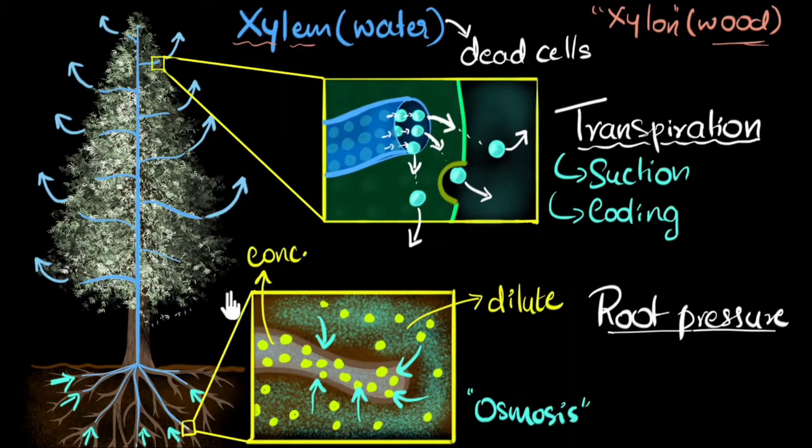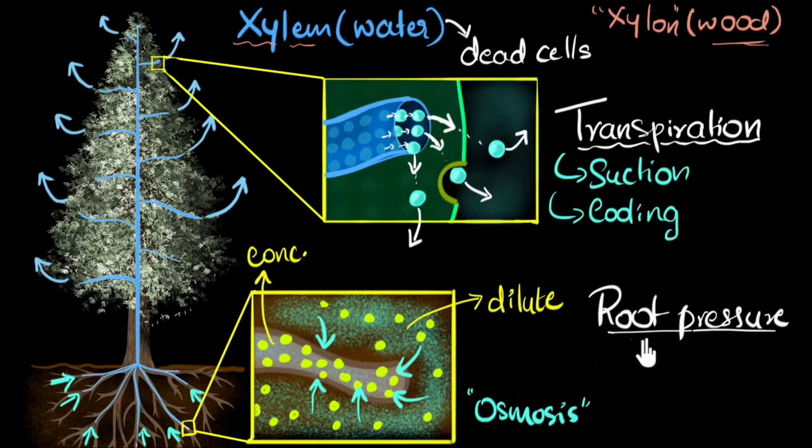So to quickly summarize, what did we learn in this video? We saw that xylem tissues are made of dead cells which help in transporting water up, and it happens due to two forces. One is the transpiration, in which the water evaporates and causes suction, which literally sucks the water from the roots. And we saw that transpiration also helps in cooling the plants off.